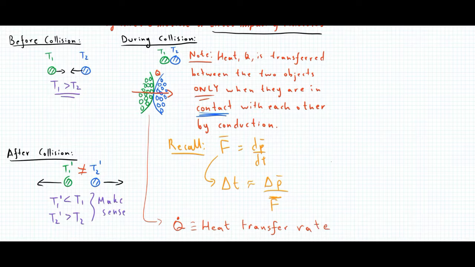Because once we know the heat transfer rate, which is in units of joules per second, we can multiply that by time and determine the total heat that was transferred between the two objects. So let's summarize this and just go back to the definition for conduction.